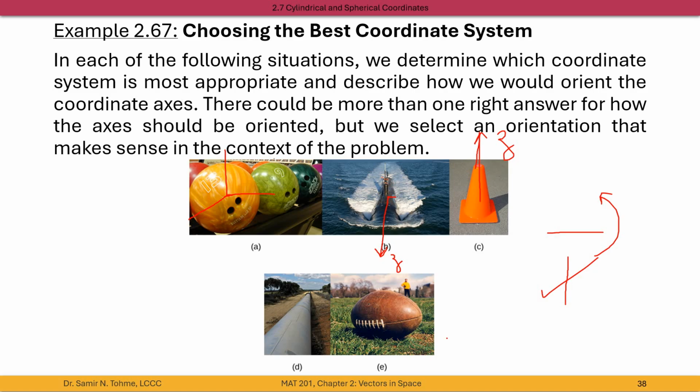Now, for the football, this shape is an ellipsoid. You could use various coordinate systems, but the best one I think is the Cartesian coordinates. You can go back and check the Cartesian coordinates for an ellipsoid, and this is a simple equation, with the axes aligned with the three principal axes. You can check the axes of the ellipsoid from the previous section.